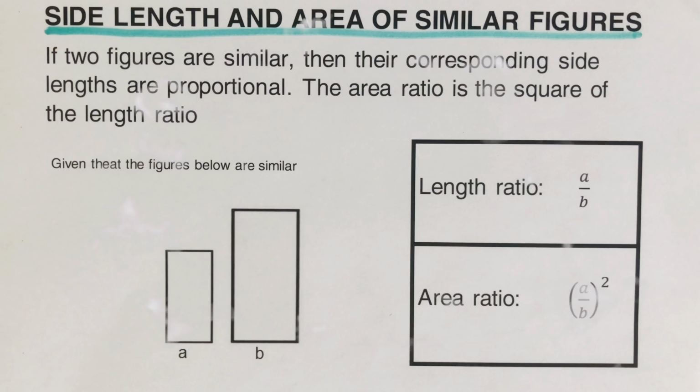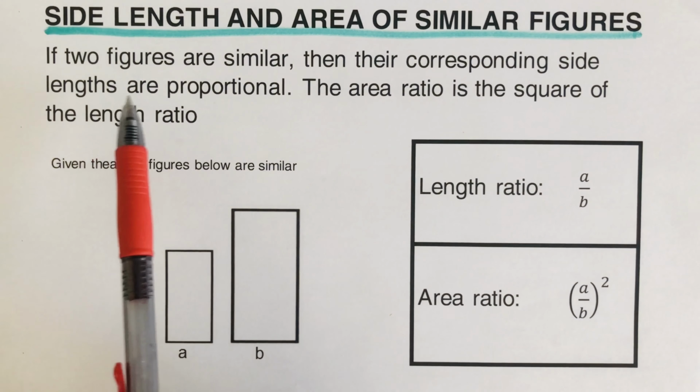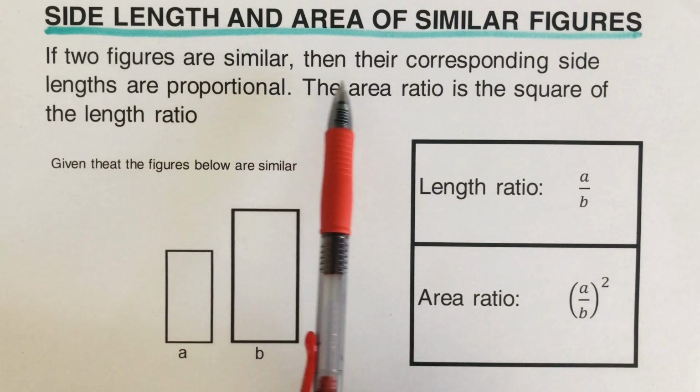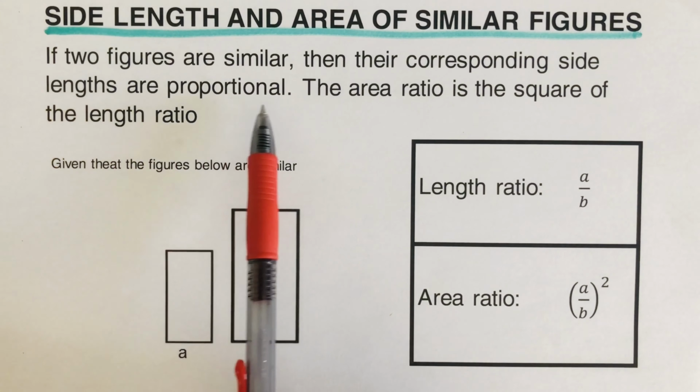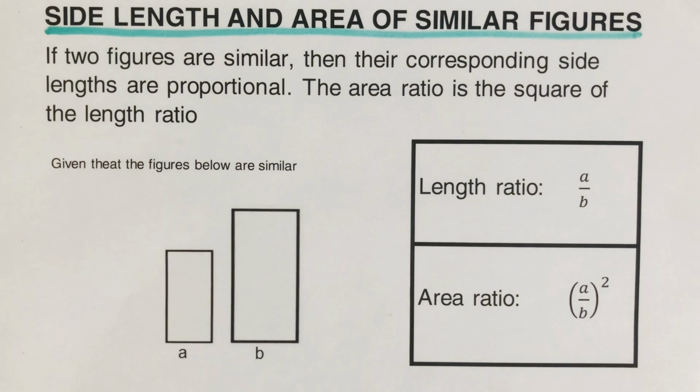In this video, we are going to solve problems involving side lengths and area of similar figures. If two figures are similar, then their corresponding side lengths are proportional, and the area ratio is the square of the length ratio. So we have here two rectangles.